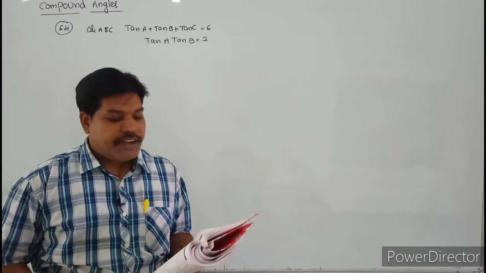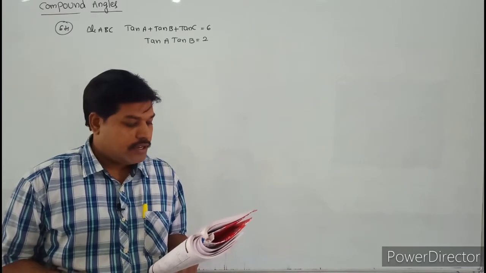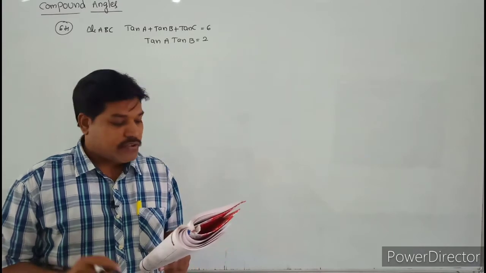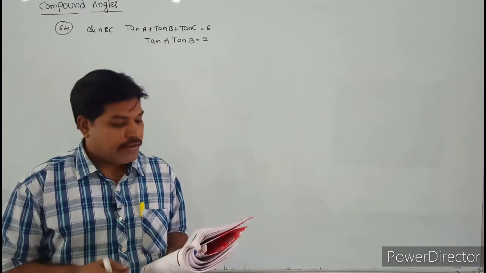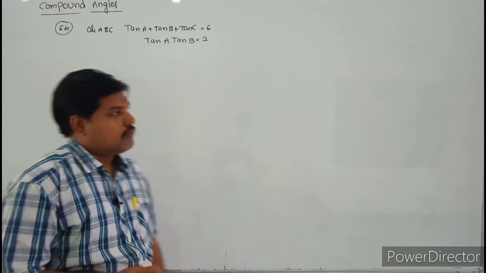So the first option is right angled isosceles triangle. Second one is acute angled isosceles triangle. Next one is acute angle triangle. Next one is equilateral triangle. So see this question, students, how to solve this one.